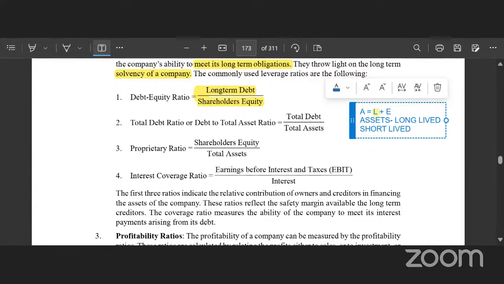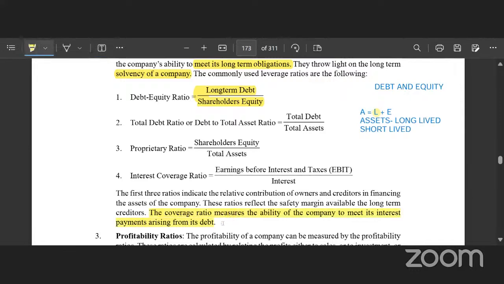When we talk about interest coverage ratio, it is earnings before interest and taxes divided by interest. What does it mean? It is how much portion of the interest you would be able to pay. What does this interest coverage ratio measure? It measures the ability of the company to meet its interest payments arising from its debt.